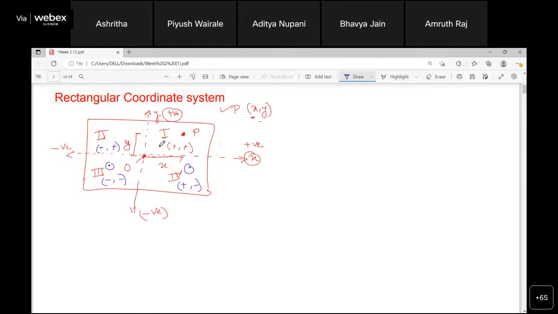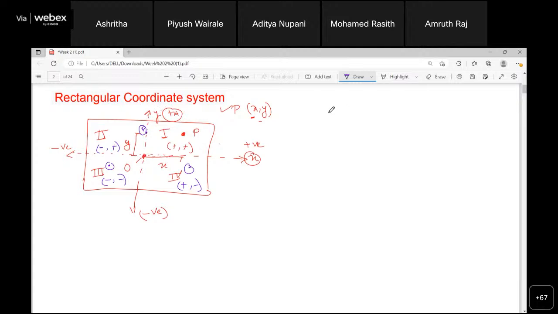But suppose my point P lies on the y-axis. Can you tell me in which quadrant it is? Can we say first quadrant or second quadrant if my point lies on the y-axis? No, it's on the y-axis. So we cannot tell whether it's in the first or second quadrant, but we can say this point P lies on the y-axis, right?